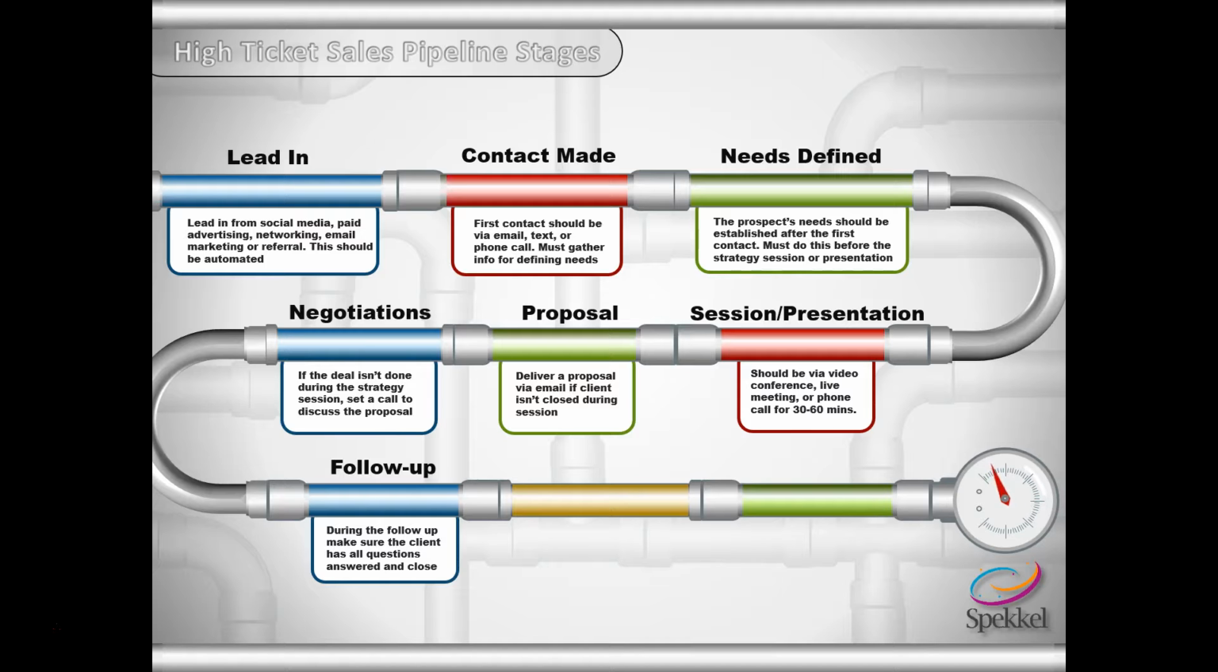So after the negotiations, after you've gotten them to agree that they can benefit from your program, then it's just a matter of the money being in the way. And if you negotiate those things and they still haven't committed, then you want to follow up. Now, during the follow-up, make sure the client has all their questions answered, and you need to be able to close them. And not a hard close and kind of sales tactic, but you need to go ahead and help them commit to your program.